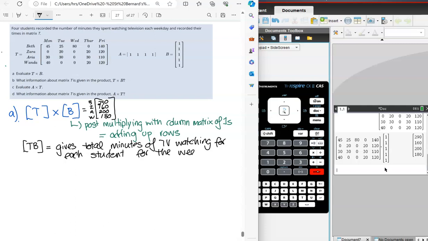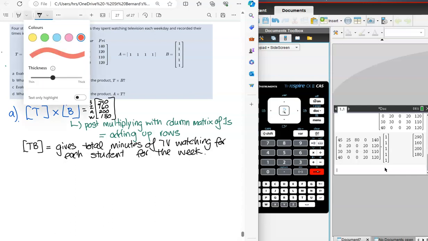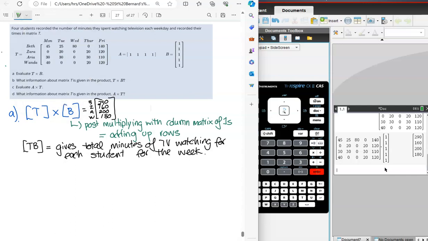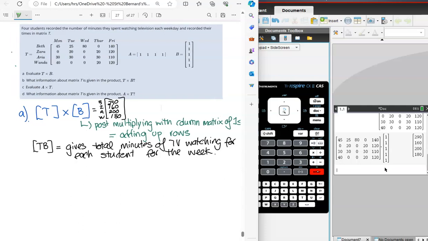What does this element that I highlighted tell me, in general terms? It tells me something about Aria. What did she do? She watched 200 minutes of TV for the week. How many minutes did Beth watch? Looking at that, 290. She's the top one. Okay, so that was part B there.